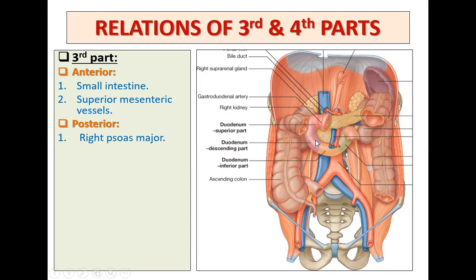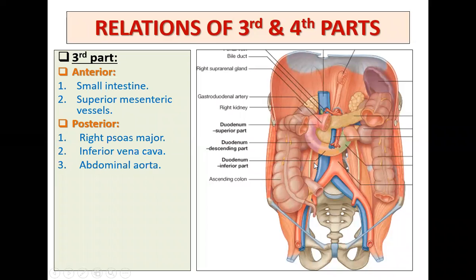So what are the posterior relations? Posteriorly, we have one muscle here. This is called the psoas major. There are two psoas, right and left. Okay, so the right is in the posterior relation, as well as the inferior vena cava. If you see here, this is inferior vena cava, which is posterior, as well as the abdominal aorta. You can appreciate, this is the right psoas major, inferior vena cava, and the abdominal aorta.